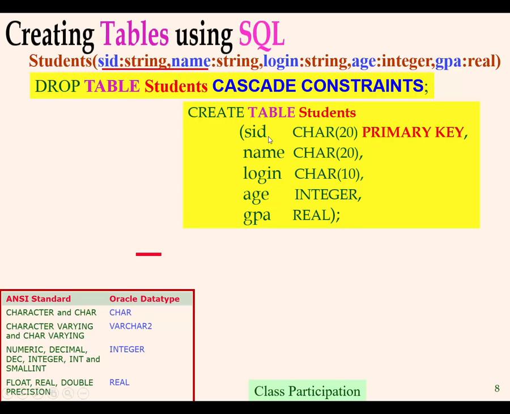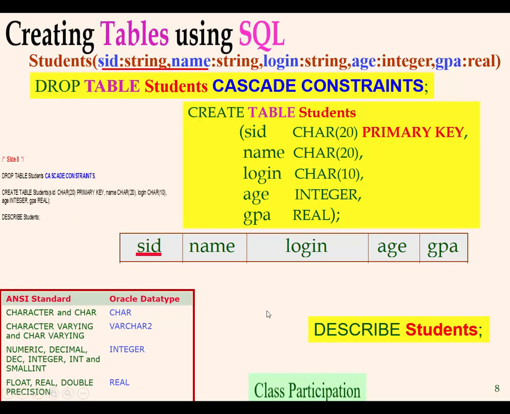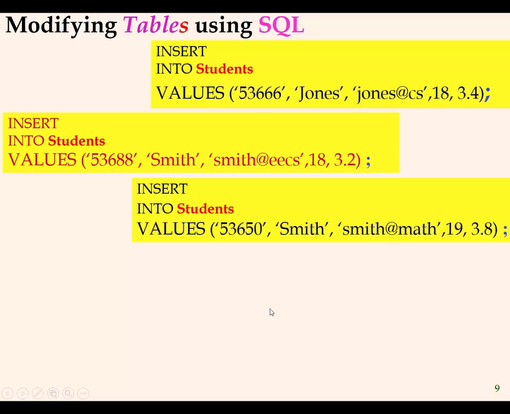So this table has SIDs, 20 characters. You can put primary key on the same line, or you can say primary key in parenthesis SID. Here's the name, login, age, and the GPA. So this is the relation that will be created. SID is the key. And again, if I want to see the description, I can use SQL command describe students, and that will show me the relation or the table. Now what I have done, I actually run this command. So here is the drop table, create table, and describe students. And again, that will be the output.